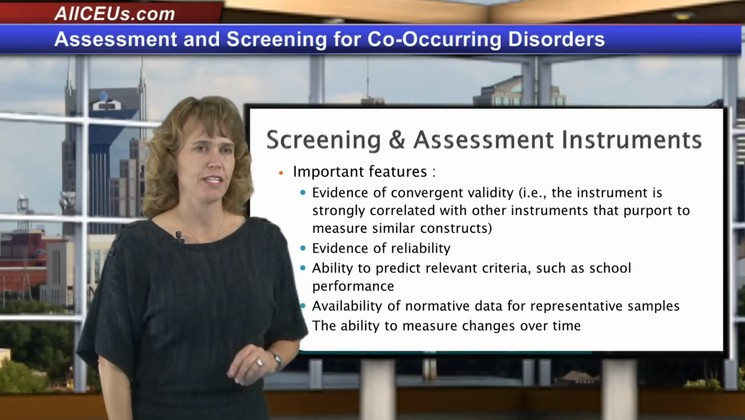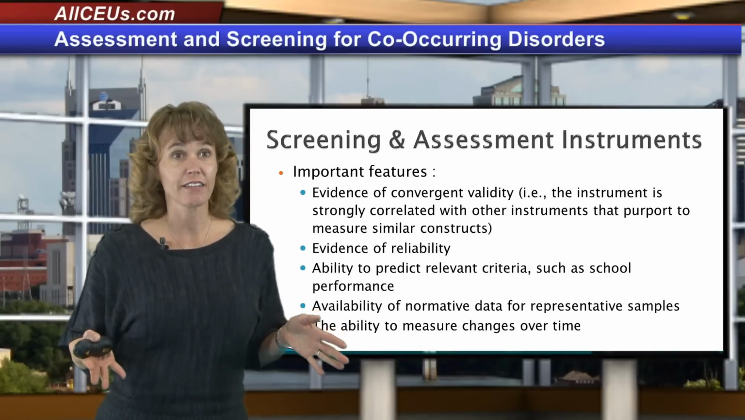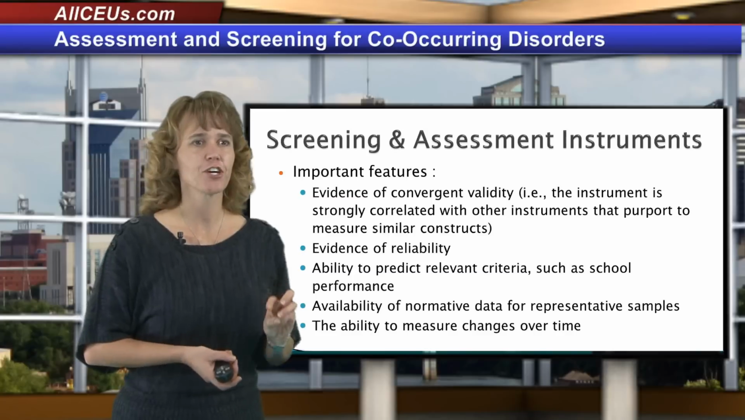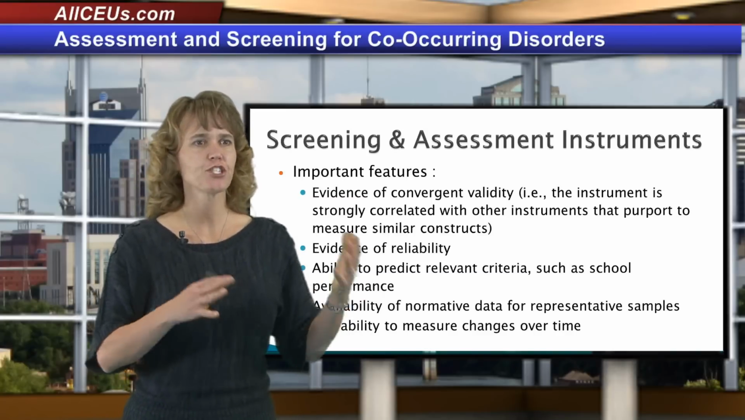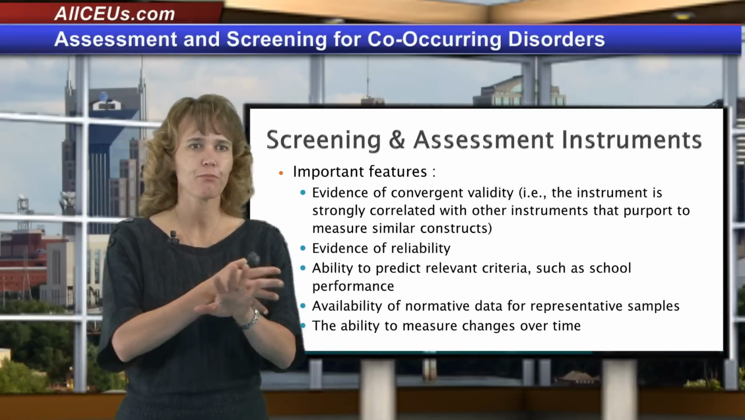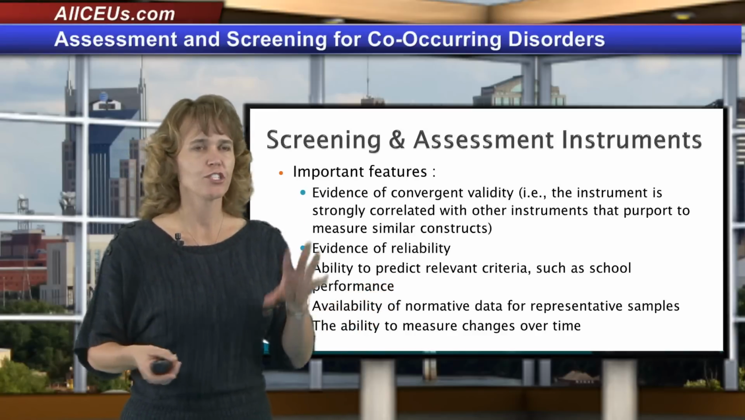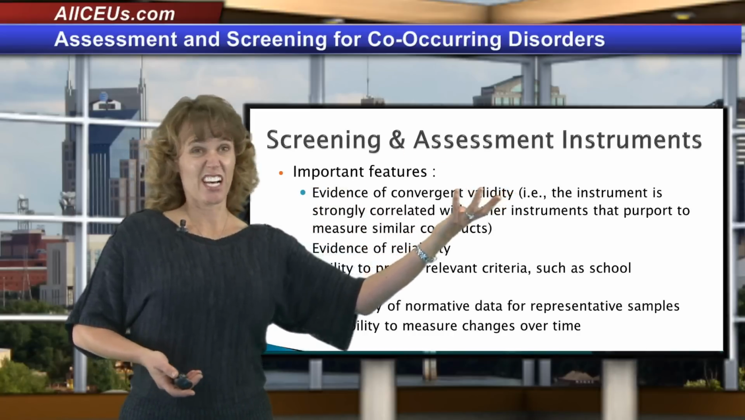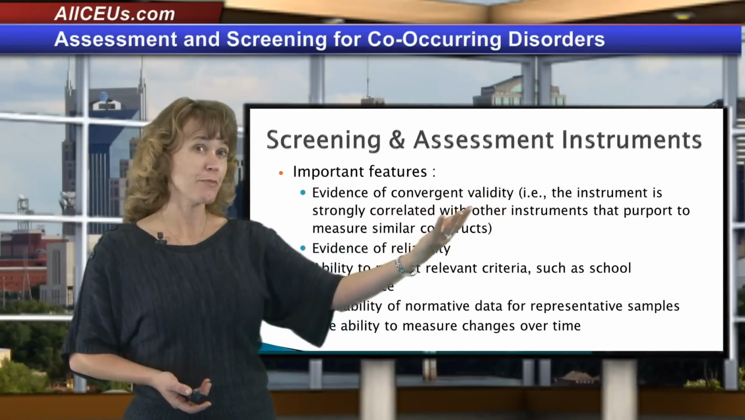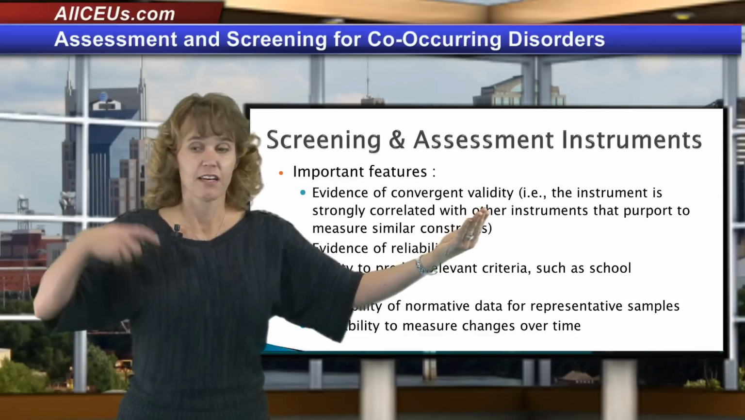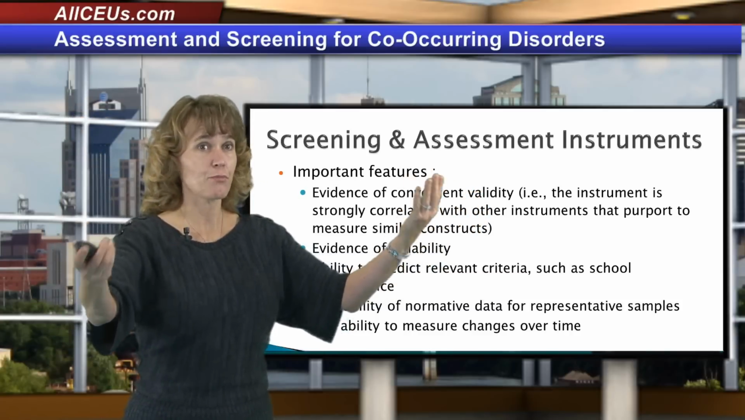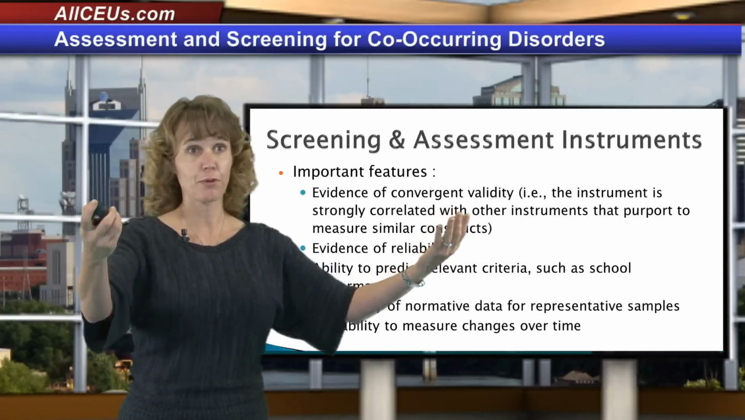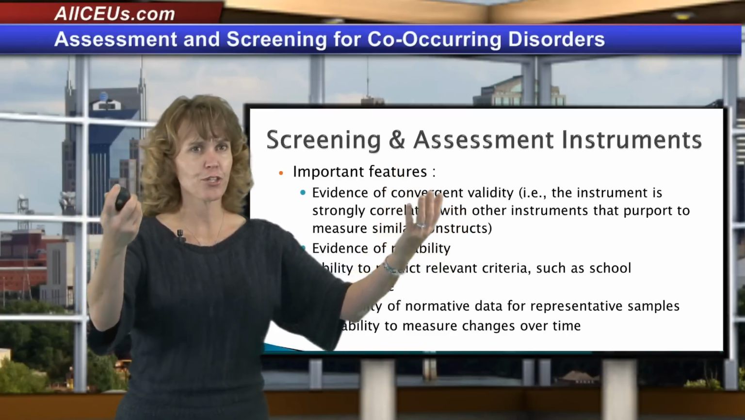Screening and assessment instruments. You don't want to use them willy-nilly. Important features. You want to have evidence of convergent validity. The instrument's strongly correlated with other instruments that purport to measure similar constructs, which is gobbledygook for, if you're using this instrument over here that's kind of unknown, that is supposed to measure depression, make sure that it comes up with the same results that something that we are confident in, like the Beck Depression Inventory, make sure they match up.